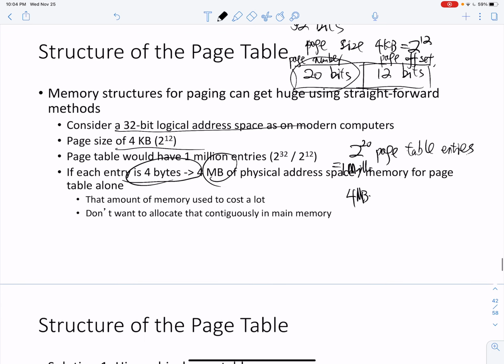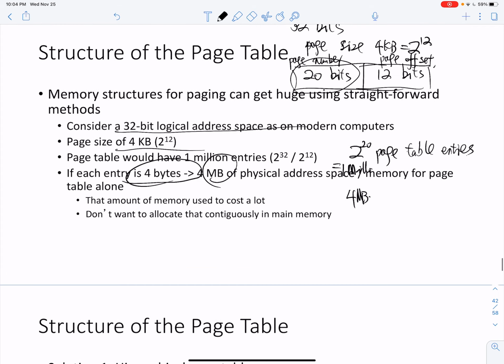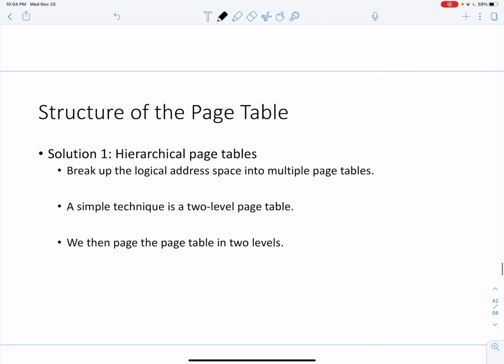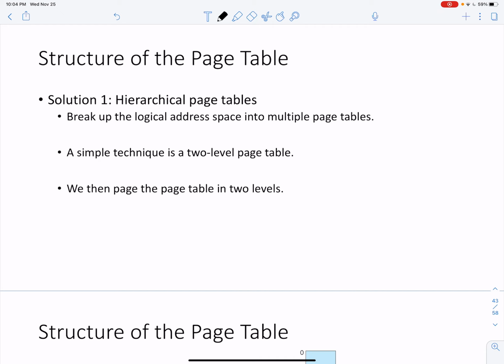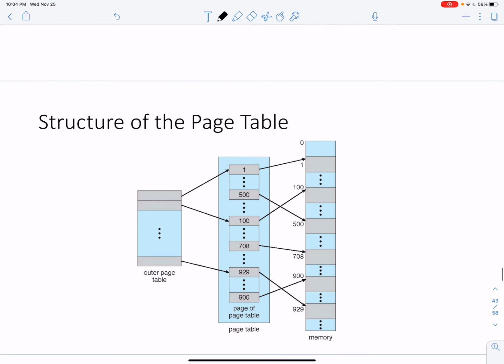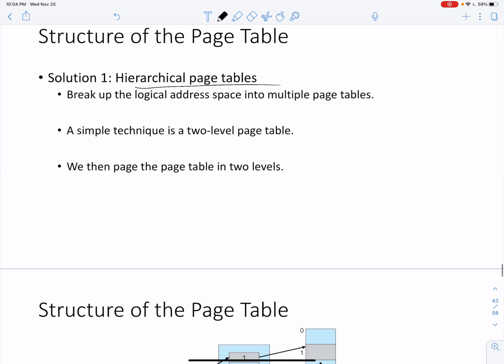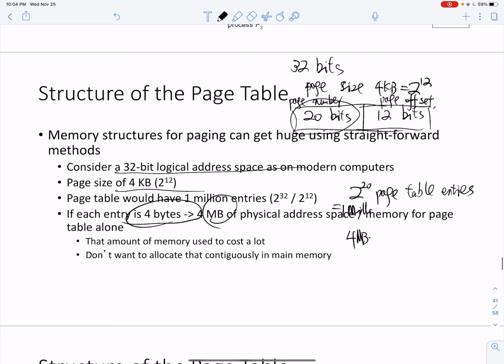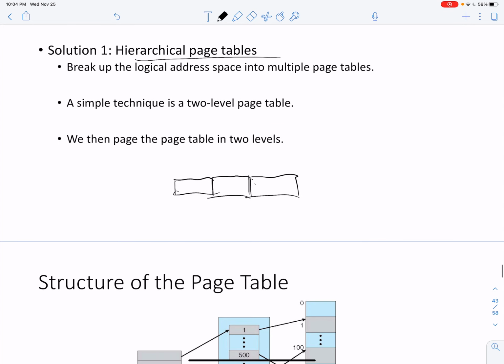Okay, so this is the basic structure of page tables, and then people propose different variations of that. For example, hierarchical page tables. Instead of having just page number and page offset, we have a first level page number, a second level page number, and page offset.